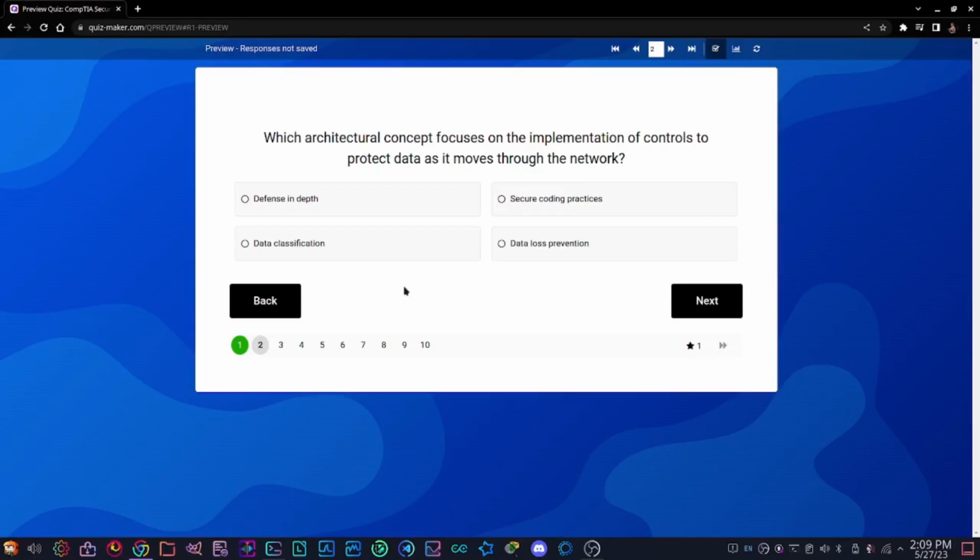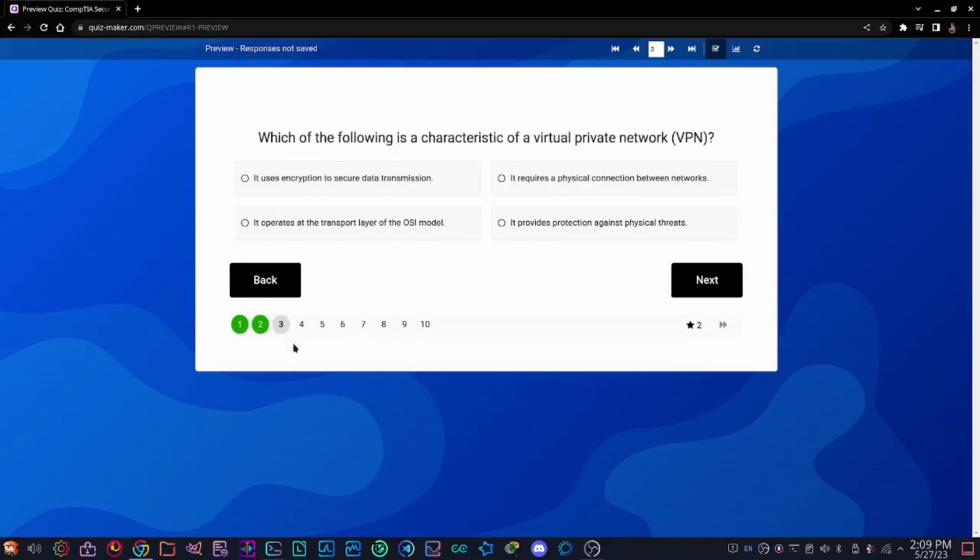Now, the answer for this one, if you remember from your studies, protecting data as it moves through a network, this should be a dead giveaway. It's going to be data loss prevention. When you think of data loss prevention, you will usually see it in a lot of exam practice questions as well. Data loss prevention and email are going to be very closely linked together. So whenever you see email traffic that needs to be protected, the answer is typically going to be DLP, data loss prevention.